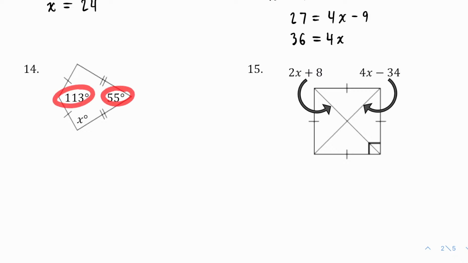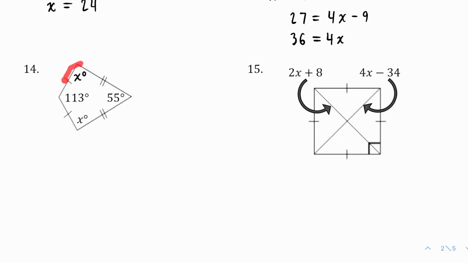Clearly this is not the pair of opposite angles that's congruent, because 113 and 55 are two different numbers. Hopefully you figured that out before you got to 10th grade geometry. If not, I guess it's never too late to learn. But if these aren't congruent, then this must be the pair that is congruent. So we can go ahead and say that this is also x.